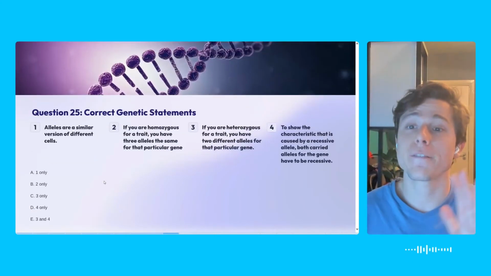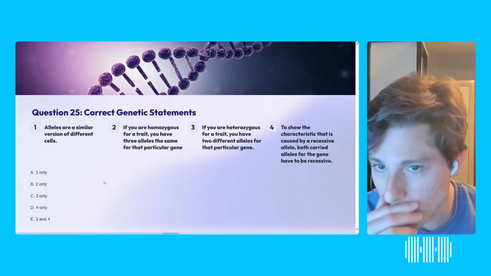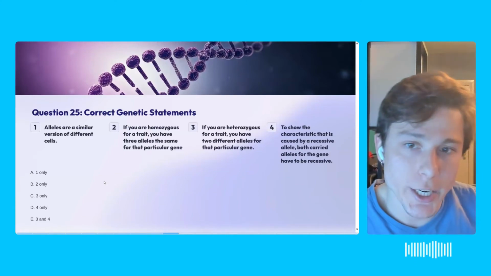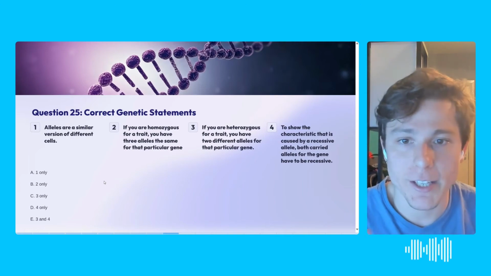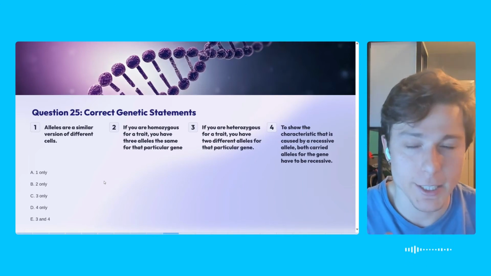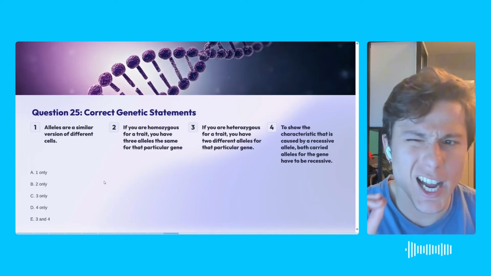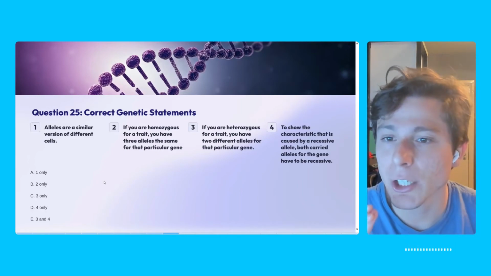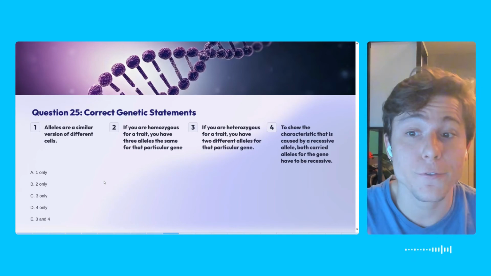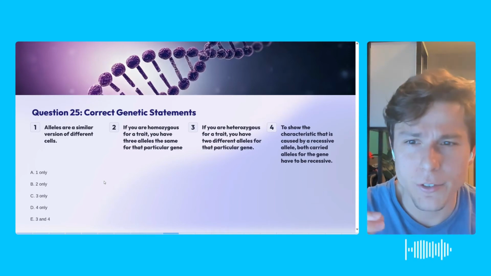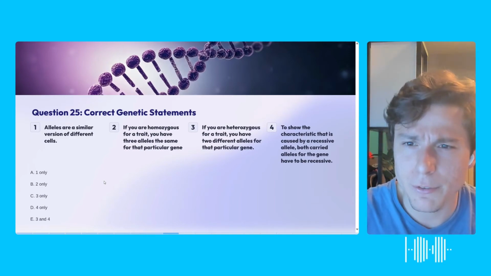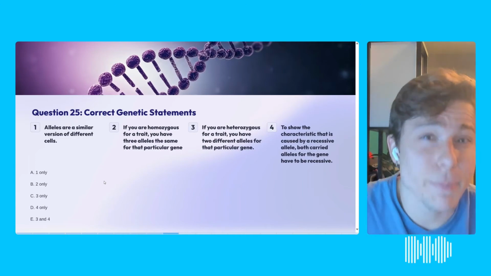Let's go to our fifth question. Correct genetic statements. Once again, let's try to identify which statements are correct. First one. Alleles are similar versions of different cells. This statement doesn't even make sense.